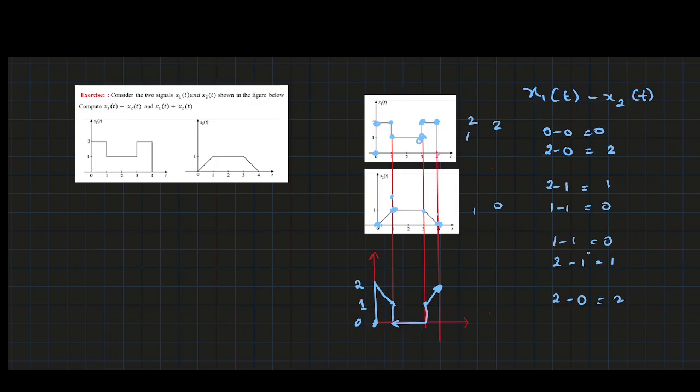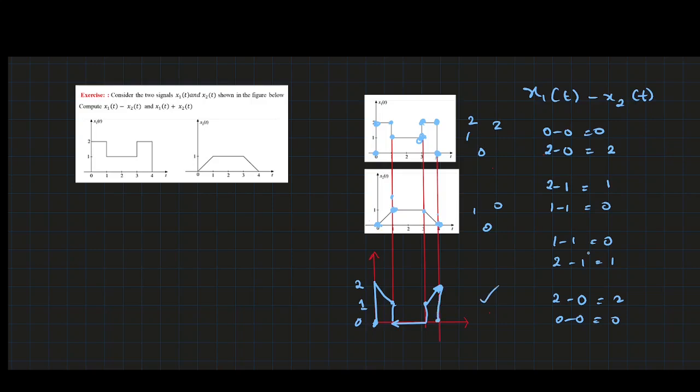And then the next change we have is this point. So that is 0 and that is 0. So 0 minus 0 equals to 0. So this just drops down to 0. So this is what the graph is going to look like.